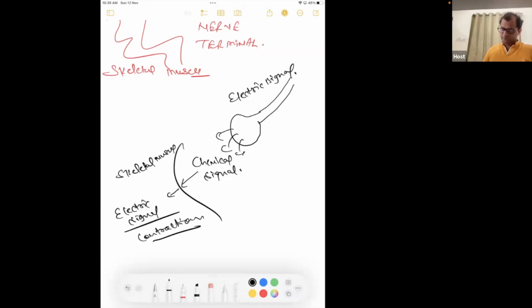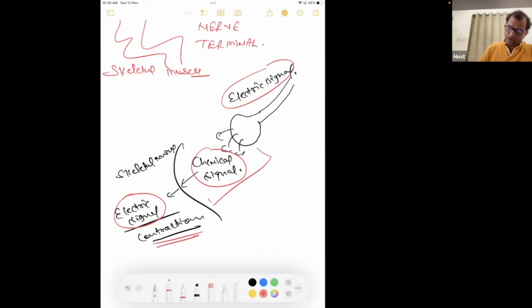So we can see here how the message passes first through the electric signal, then the chemical signal, then again in the muscle it changes into an electric signal, and there is contraction of the muscle. All these events are happening in the neuromuscular junction. We have to have a very good idea about this, because only then will we be able to understand neuromuscular diseases like myasthenia gravis and many other diseases, right?